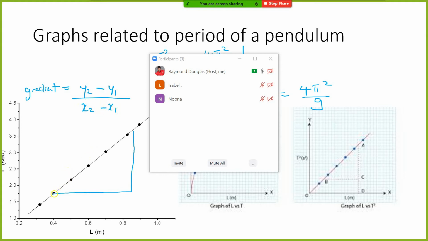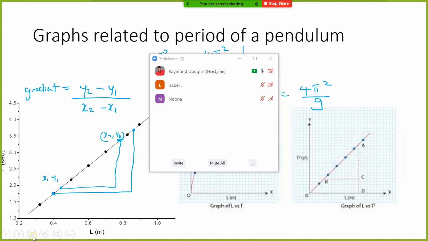So all you're doing is picking a point on the line. Mind you, the points that you pick must come from the straight line that you draw. It is recommended that you don't use the points that you plot on the graph to find the gradient. Just pick 2 points on the graph that are appropriate. This point here is going to be your x1, y1, then the second point here is going to be your x2, y2.